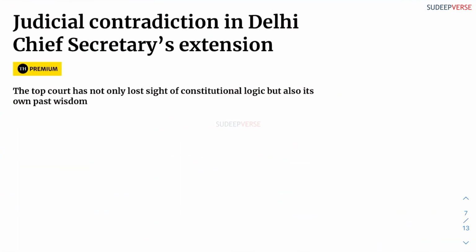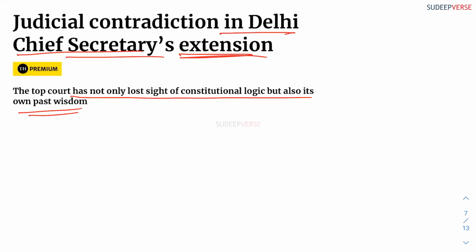The next issue is judicial contradiction in Delhi's Chief Secretary extension. The top court has not only lost sight of constitutional logic but has lost its own past wisdom. The reason why the author gives such a statement is, let me just give you the evolution, or the timeline, of what has happened regarding the extension of the Chief Secretary's tenure.